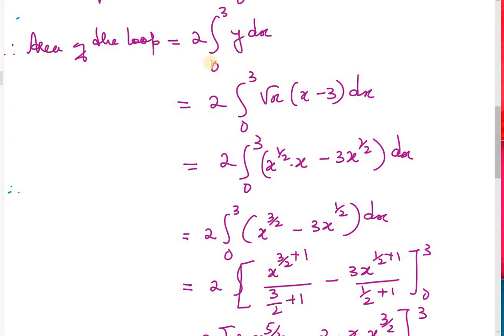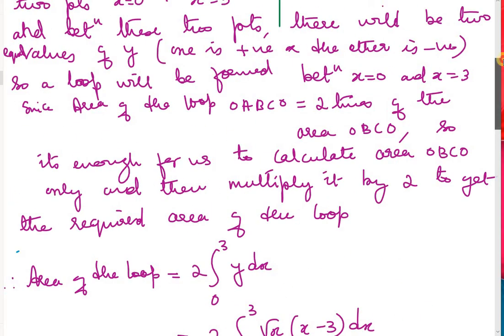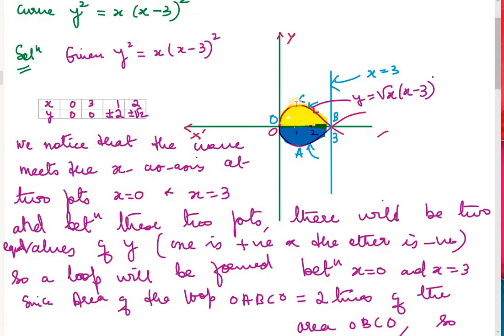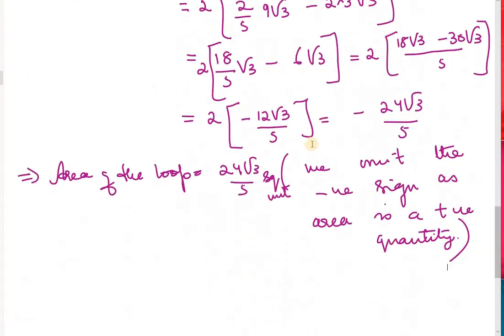So by the formula, it is the integral from x is equal to a to x is equal to b of y dx. But what is a here? It is 0, and what is b? It is 3. So substitute it there and substitute the value of y. I'm taking the positive value of y here. Why? Because this portion of the curve lies above the x-axis, so y will be positive, so it will be the positive square root of that y only. And then on calculating this, finally you'll get the area of the loop as 24 root 3 by 5. Even though we get it as negative here, we omit this because area is a positive quantity.